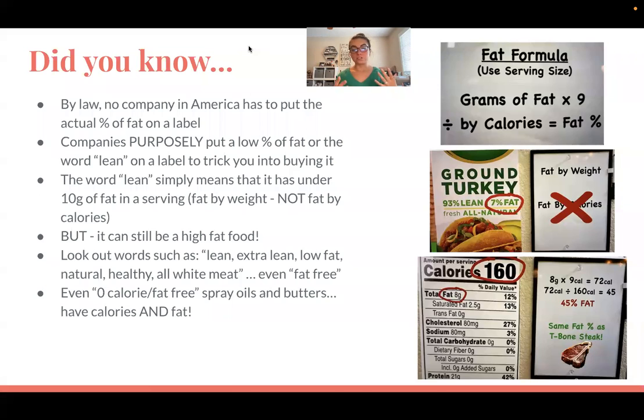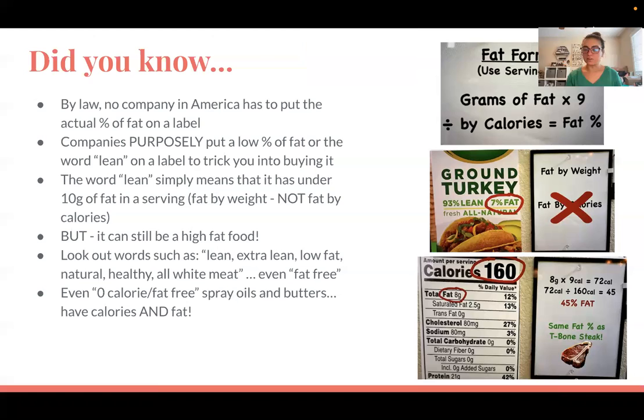Even things like those 0-calorie or fat-free spray oils or spray butters do have calories and fat in them. If you look closely at the serving size, it'll say maybe like 1/3 of a second per spray is what your serving is, right? Nobody's counting 1/3 of a second when you're spraying your spray oil or spray butter, right? So it's obviously a much better choice than just pouring oil or pouring butter into your food, but it's still something to kind of keep an eye out for and just be mindful of.